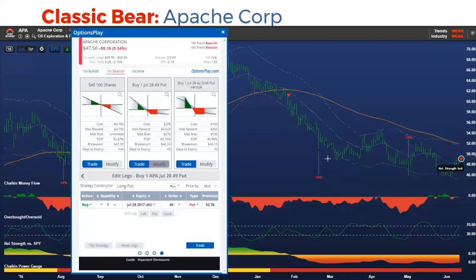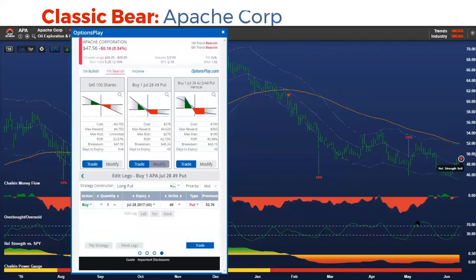I like to personally go a little bit in the money. For those of you options traders out there, on my debit trades, I like to go in the money, higher delta. And I looked out a little bit in time and I thought, this is great. We are just tagging the 70 on overbought, oversold. We have a nice signal coming up. This is a classic bear.